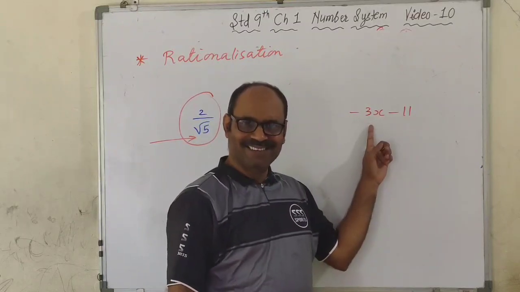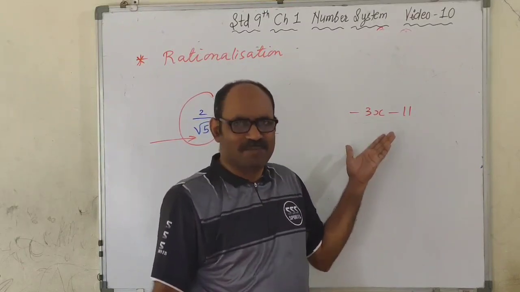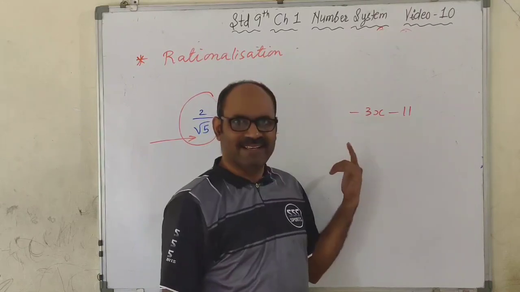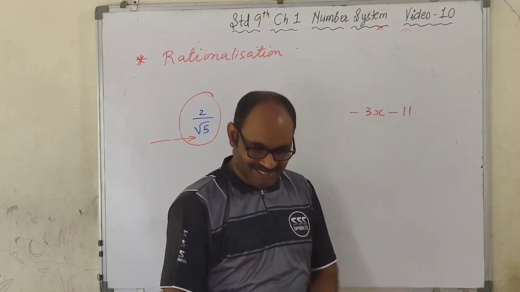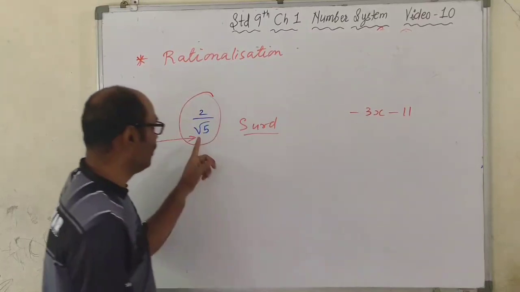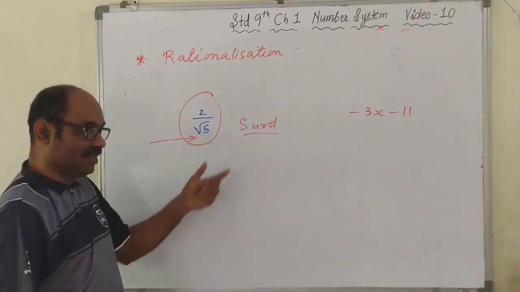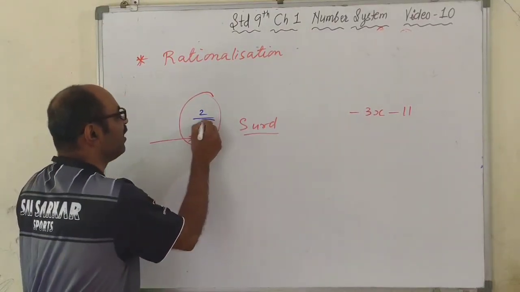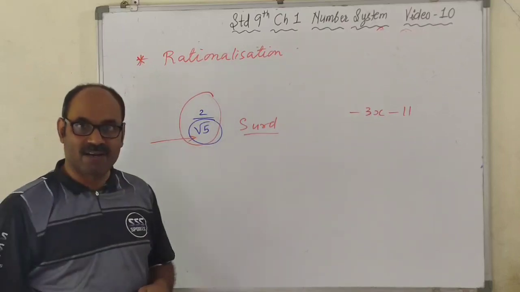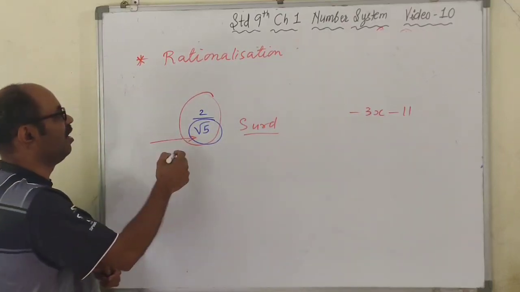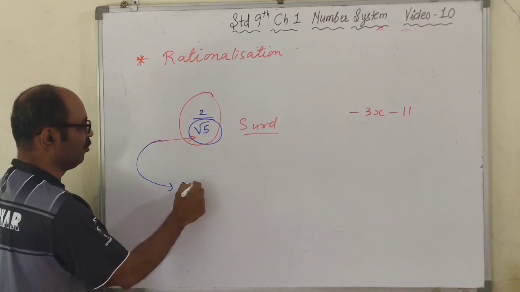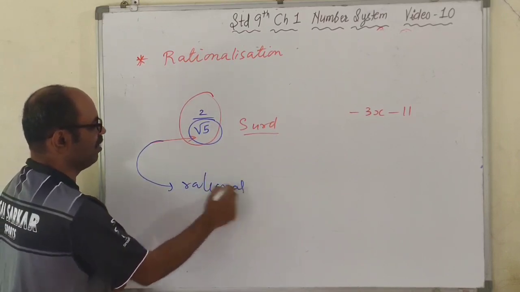So fine. Here, the first term would remain negative. You will have to keep that as it is. Alright? Now, let's come to this point. This is a surd. In the denominator, there is an irrational number. This irrational number, you have to convert into a rational number.